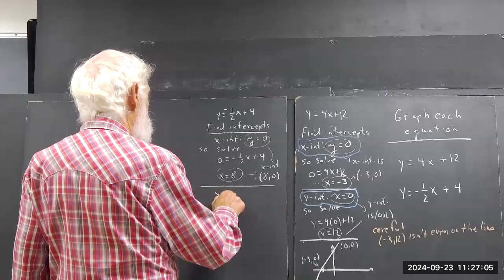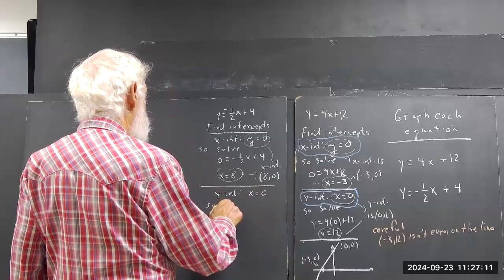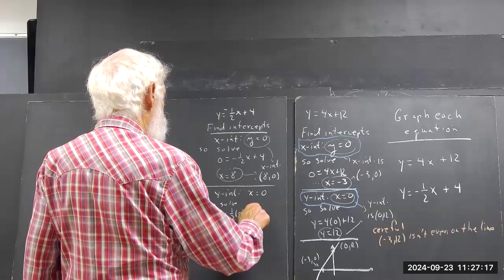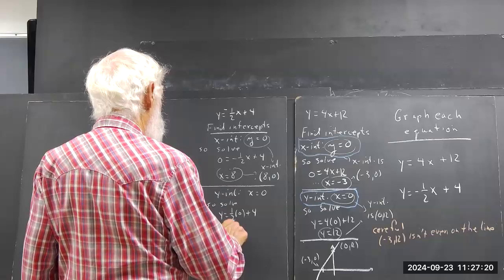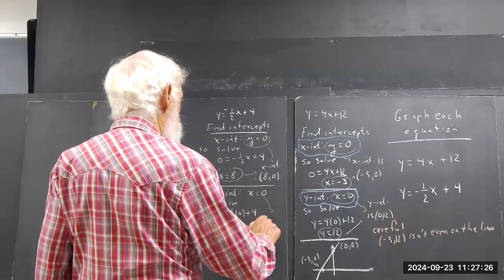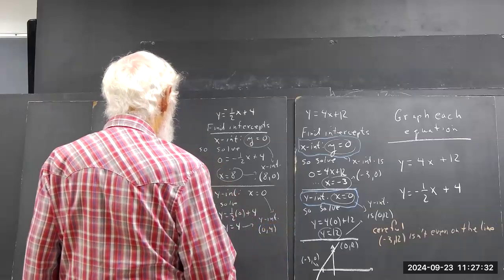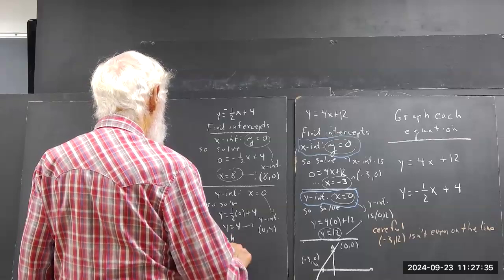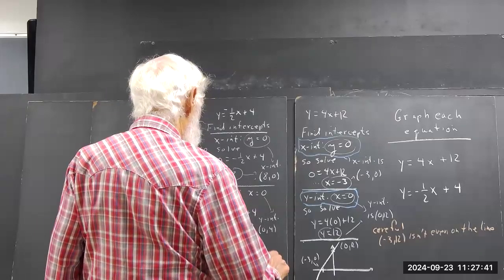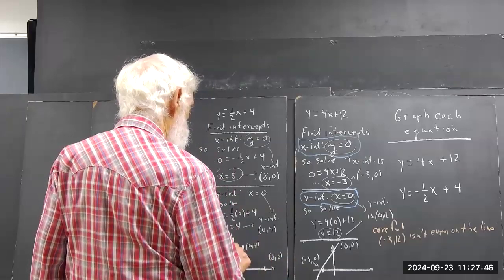And then the y-intercept. x equals 0. So solve y equals -1/2 times 0 plus 4. You get y equals 4. You put those together. The y-intercept is 0, 4. You make the graph. Here's a point 8, 0. Here's a point 0, 4, and there's your graph.